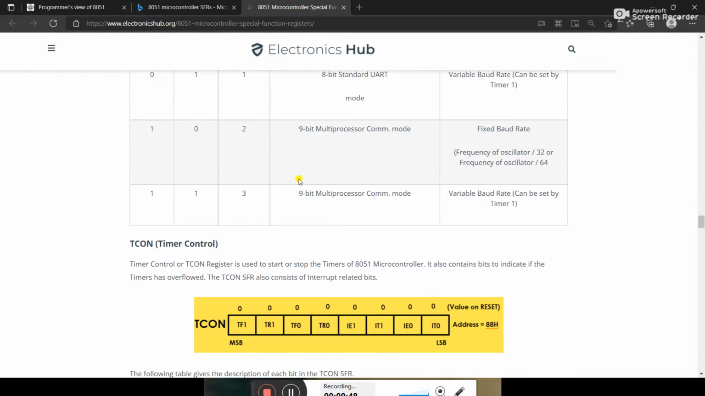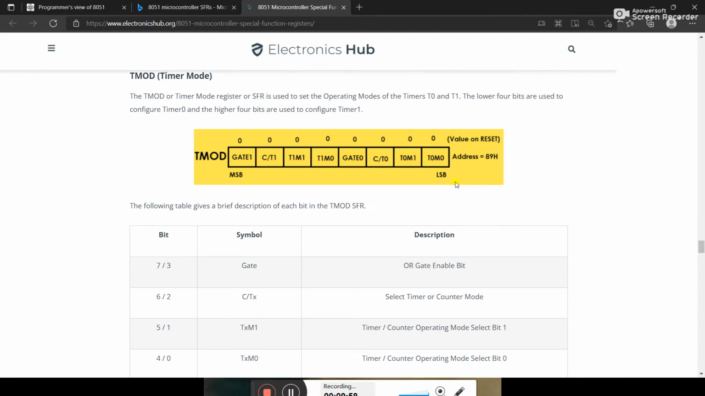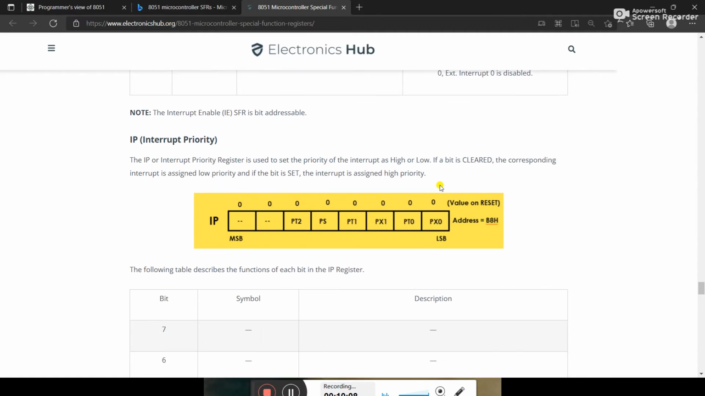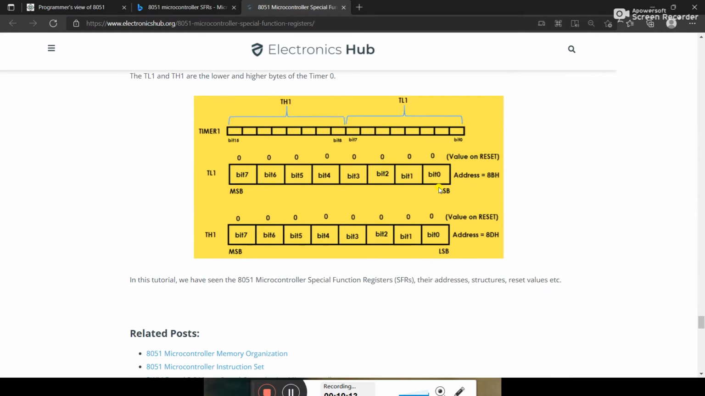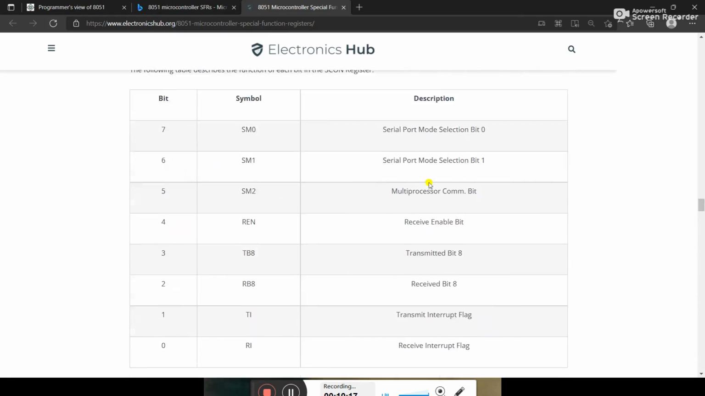Similarly, the TCON register is used as the timer control register. It has a different number of bits, and I will discuss them when this chapter comes in your syllabus. Similarly, TMOD, interrupt enable register, interrupt priority register, SBUF register. All these registers are SFR registers and are mostly used.